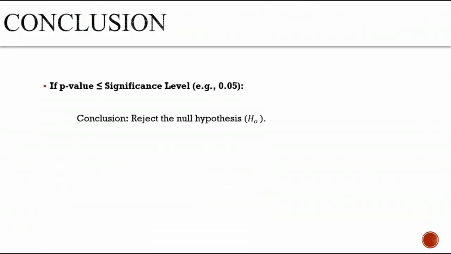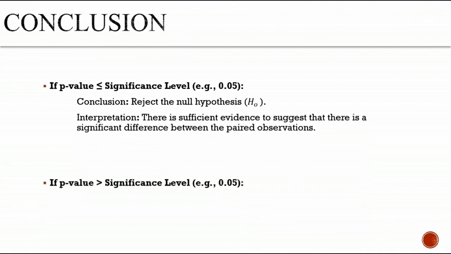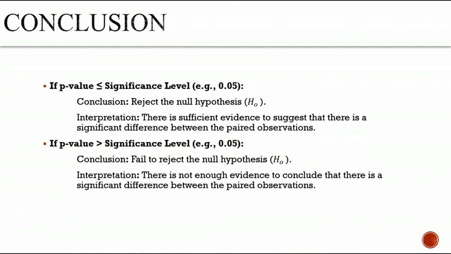Now let us see how we can interpret our result in SPSS. If p-value is less than or equal to significance level, that is 0.05, we reject the null hypothesis H0 and interpret that there is sufficient evidence to suggest that there is a significant difference between the paired observations. If p-value is greater than significance level, that is 0.05, we fail to reject the null hypothesis H0 and interpret that there is not enough evidence to conclude that there is a significant difference between the paired observations.